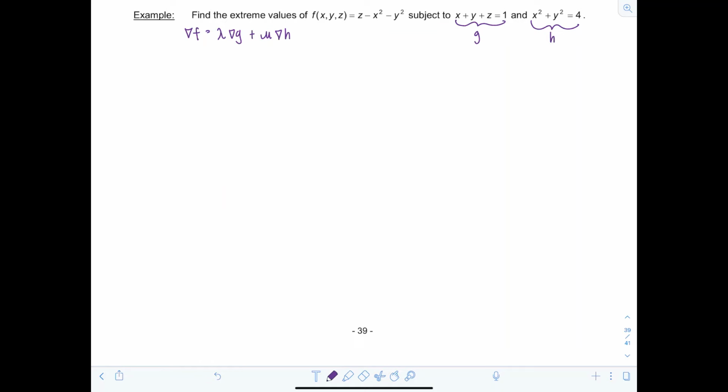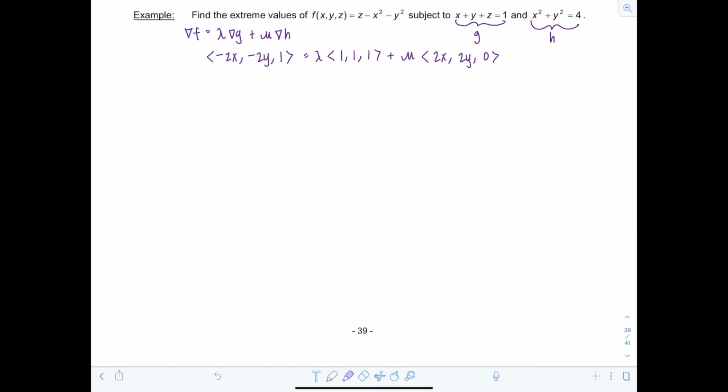All right? And then from here, let's go ahead and take our partial derivatives, get our gradients. So gradient of f is going to be, partial with respect to x is going to be negative 2x. Then we have negative 2y. Partial with respect to z is just 1. And then this is equal to lambda times, now gradient of g, ooh, I love it, just 1, 1, 1, plus mu times gradient of h. So partial with respect to x is going to be 2x. Partial with respect to y is 2y, and there's no z, so that component's just going to be 0.